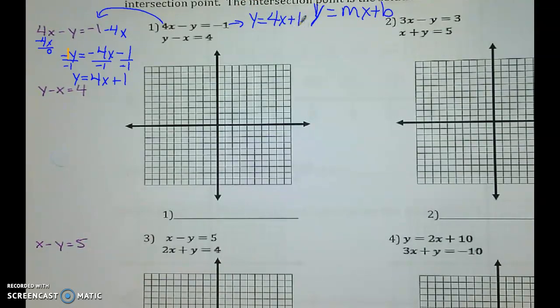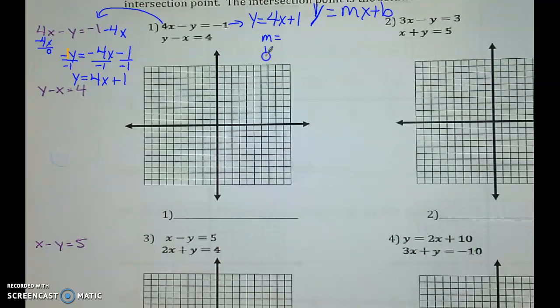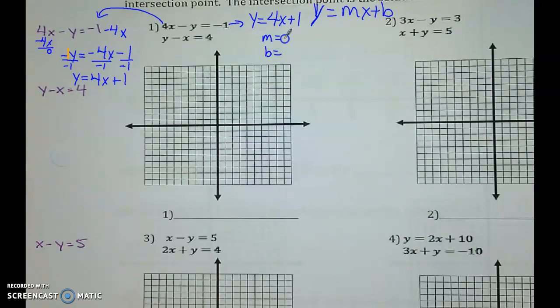Now I'm ready to start graphing this equation. Just like we've been doing before, I need to know my m and my b. M is 4, that's my slope. B is 1, that's my y-intercept. So putting it on the graph, b is a positive 1.